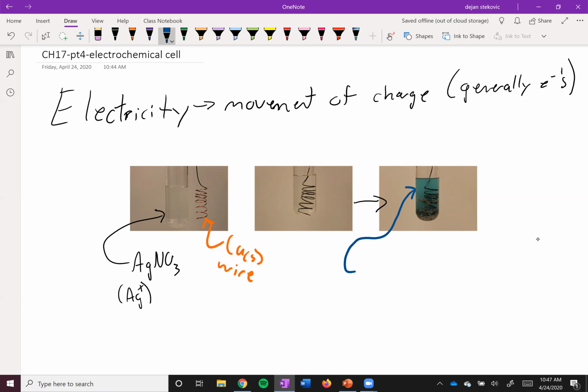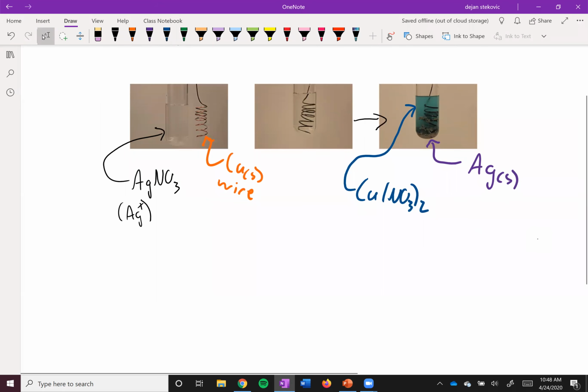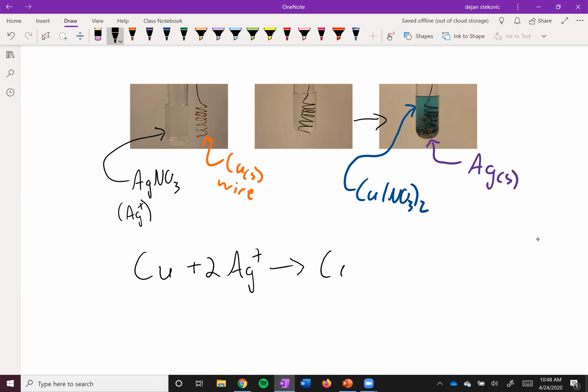This blue solution, you've kind of seen this in the labs. This is copper 2 plus, or copper nitrate in this scenario. And this white solid that you're seeing, that's pure solid silver. So you can see they're kind of swapping places here. Let's take a look at the overall chemical reaction: 1 solid copper plus 2 silver pluses form a copper 2 plus and 2 solid silvers.